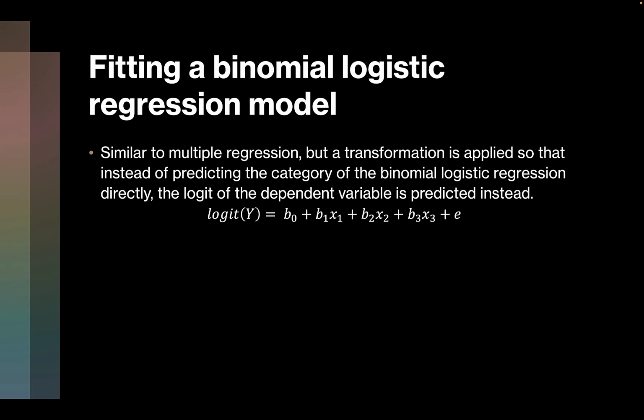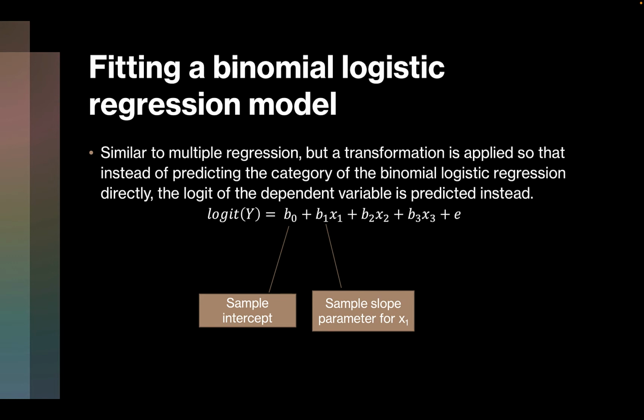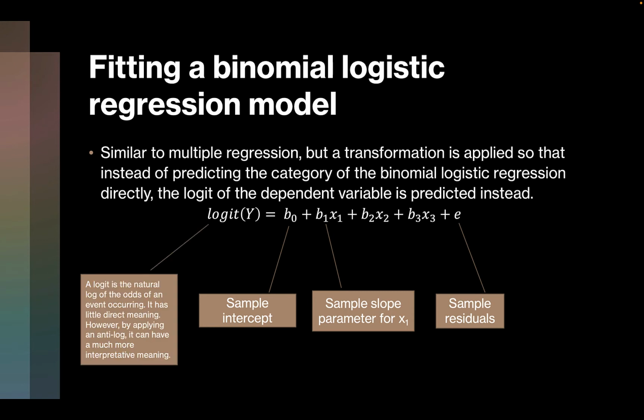All right, but in practice, with your sample, you're estimating the binomial logistic regression model where you have B sub 0 as your sample intercept, B sub 1 as your sample slope parameter for the first independent variable, and so forth. And then we have E, which represents our sample residuals. And then notice we have this logit transformation on our categorical dependent variable. A logit is the natural log of the odds of an event occurring. Okay, it has little direct meaning.